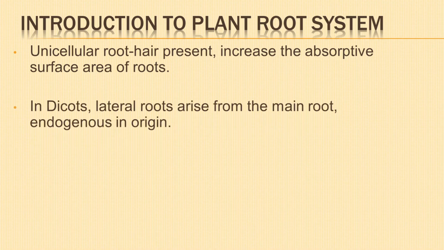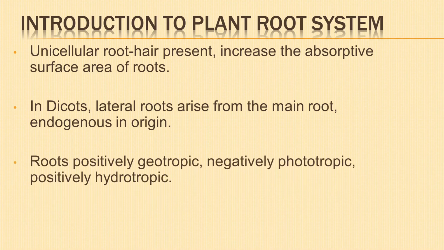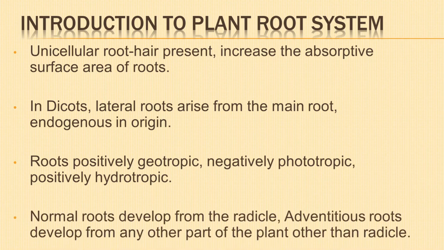Lateral roots arise from the main root in dicot plants. These are endogenous in origin and arise from the pericycle of the main root. Roots are generally positive geotropic, negatively phototropic, and positively hydrotropic. Normal roots develop from the radicle, while adventitious roots arise from any other part of the plant other than the radicle. Let us look into the functions of the root.